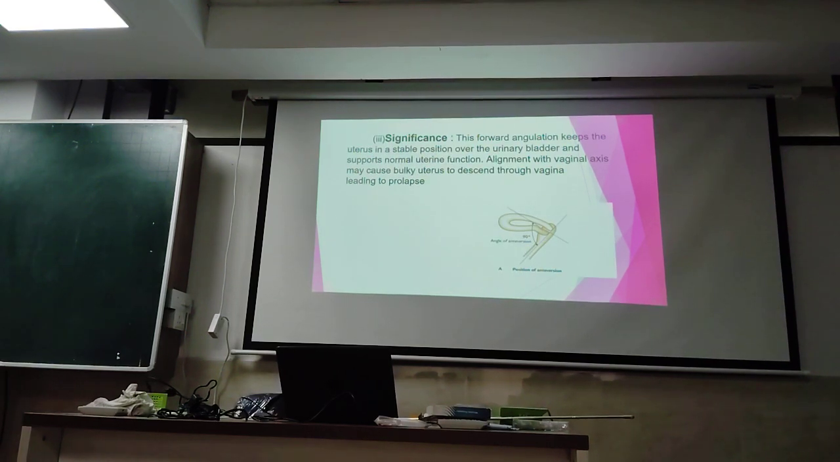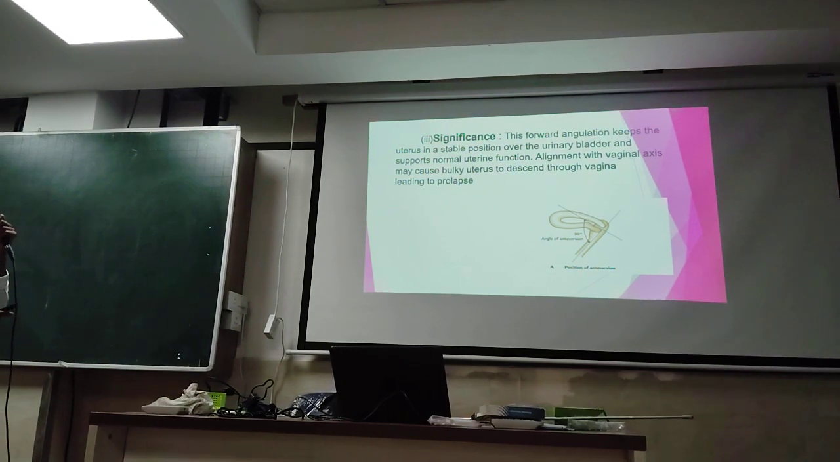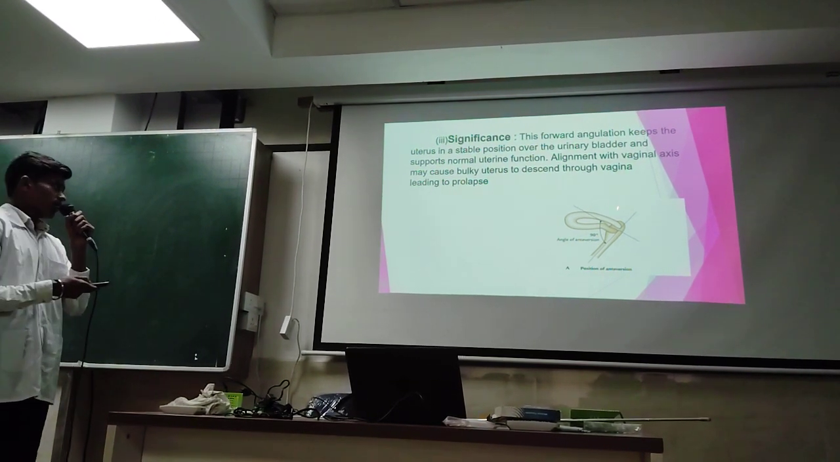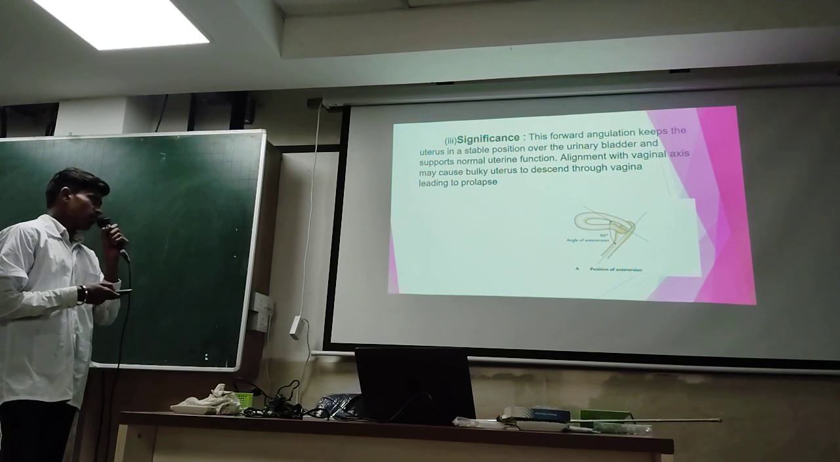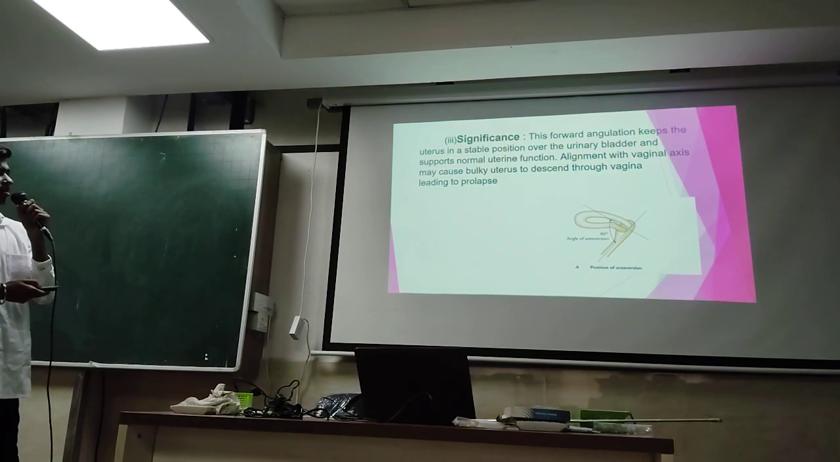Significance of the angle of anteversion. This forward angulation keeps the uterus in a stable position over the urinary bladder and supports normal uterine function. Alignment with the vaginal axis may cause a bulky uterus to descend through the vagina, leading to prolapse. This is the long axis of the cervix and this is the long axis of the vagina, and the angle between these two axes is called the angle of anteversion.